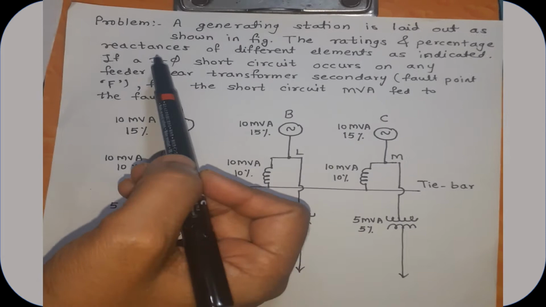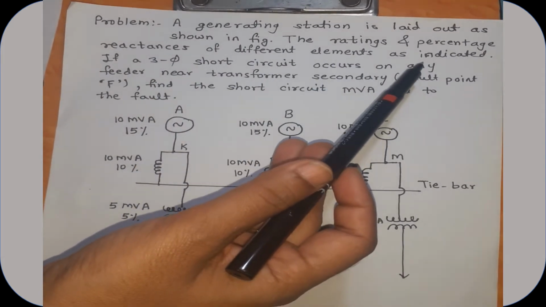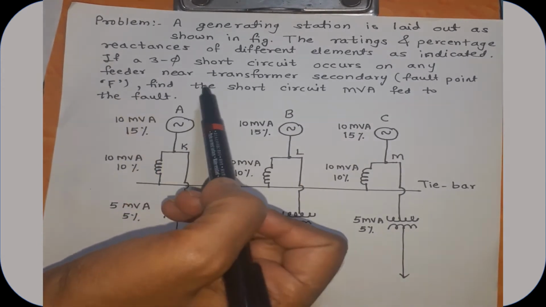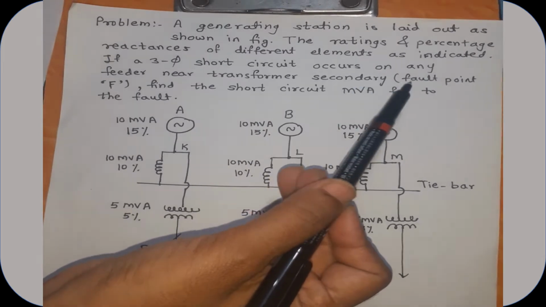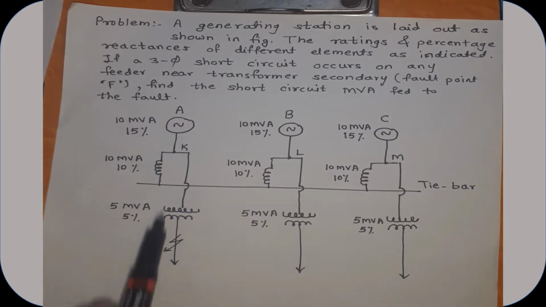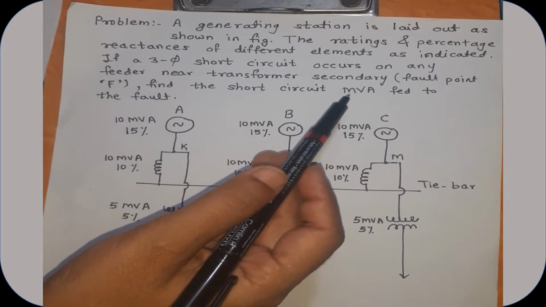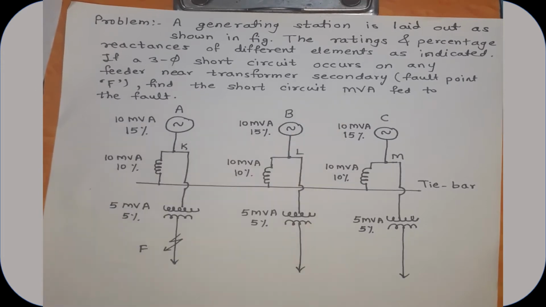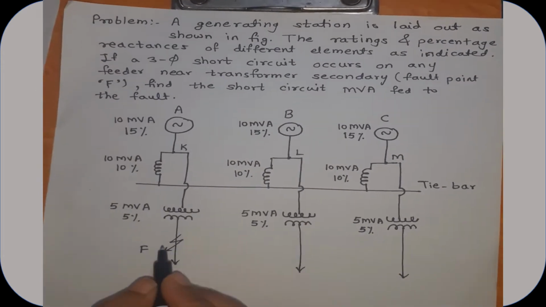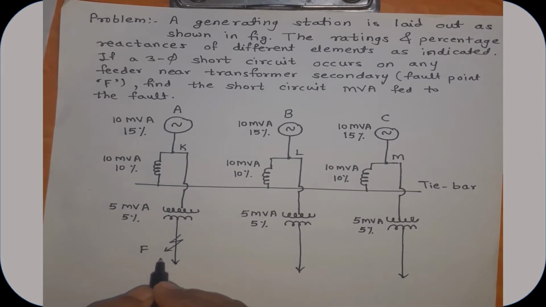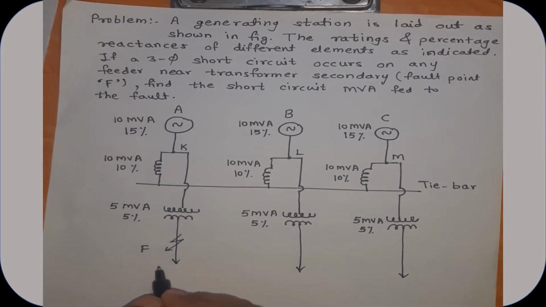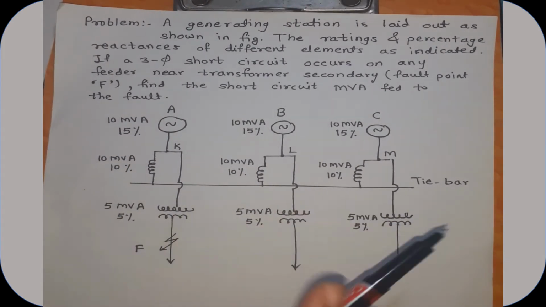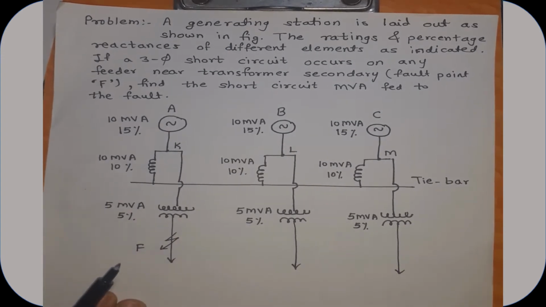The ratings and percentage reactance of different elements are indicated. If a three-phase short circuit occurs on any feeder near the transformer secondary, fault point F, here fault point F is shown, find the short circuit MVA fed to the fault. So here we have to find out the short circuit MVA on any feeder, considering this particular location. To proceed, we have a single line diagram, so no need to draw it separately.